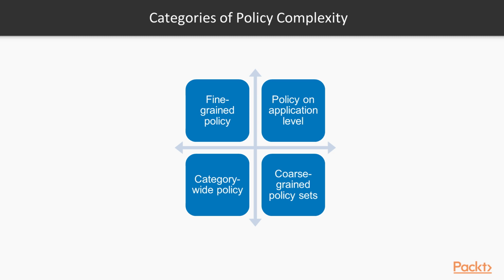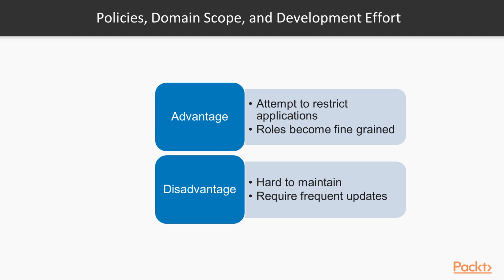Policy complexity can be roughly categorized into these types. First one is fine-grained policy, with separate domains for individual applications and commands. Next, policy on application level. The third one is category-wide policy, which is reusable for multiple applications implementing similar functionality. And the last one is coarse-grained policy sets, including unconfined system access. Let's discuss policy complexity in depth.